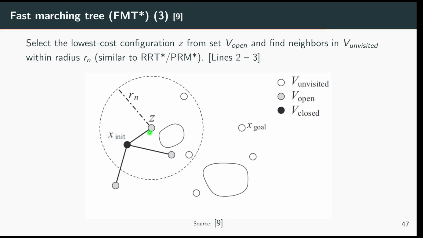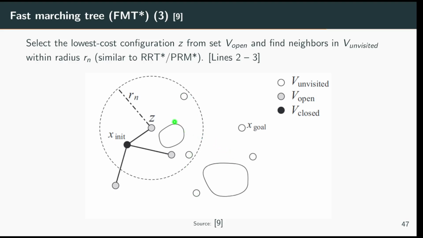So let's assume we already have a tree over here that has some nodes in it. And you can also see the color of what it is. That initial start node is in the closed set. We have 3 items in the open set, and then we have some more in the unvisited set.